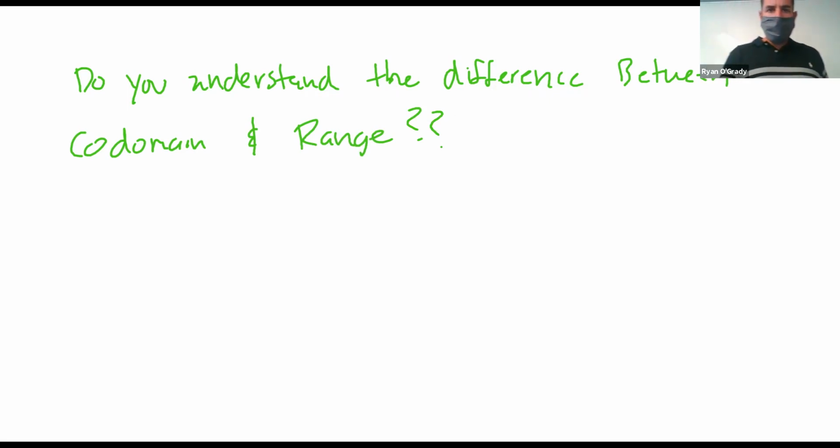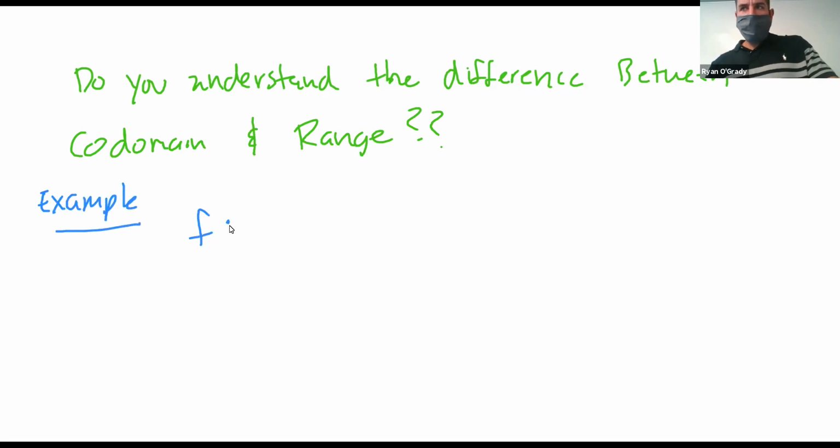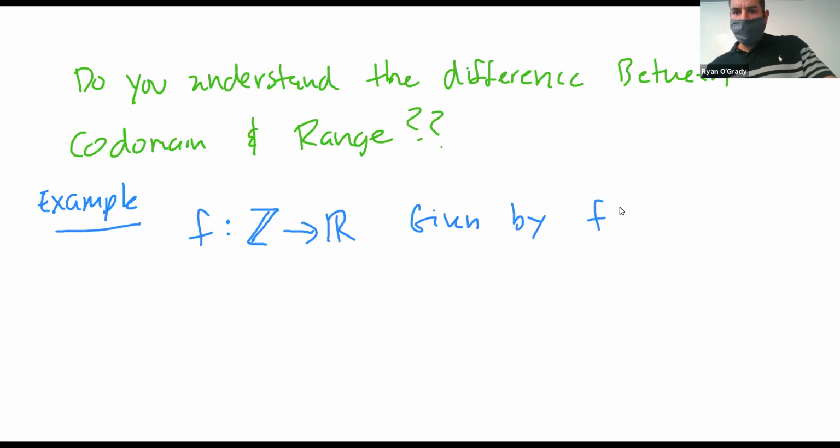So let's look at an example to help illustrate this. I'm going to take f and say it's defined from the integers into the real numbers. And let's say it has the following formula: when you plug in a number, it spits out 1 divided by that number.